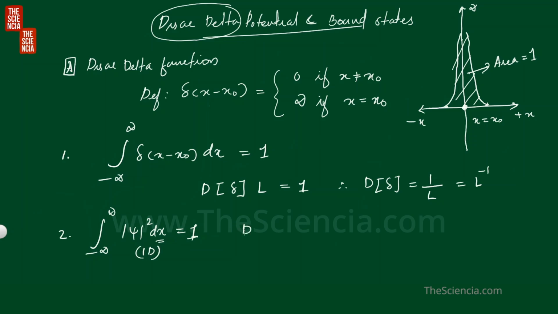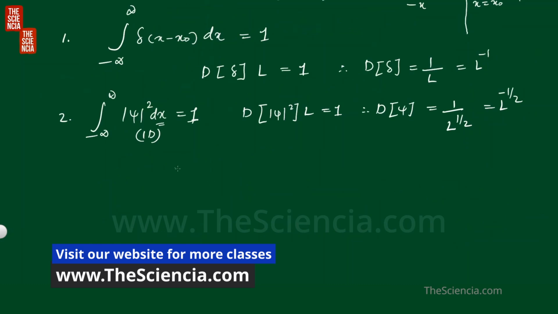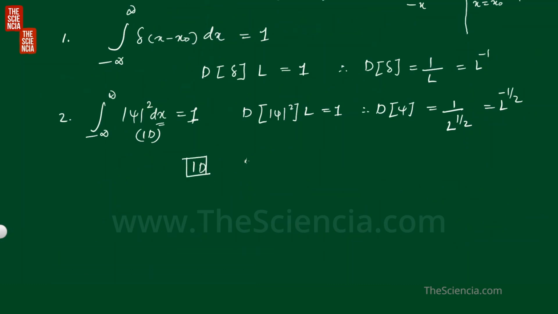So the dimension of mod psi square times the dimension of x, that is L, equals 1. Therefore, the dimension of the wave function psi in the 1D case will be 1 by L raised to half, that is L raised to minus 1 by 2. So if the wave function is one-dimensional, the dimension of psi is L raised to minus half.